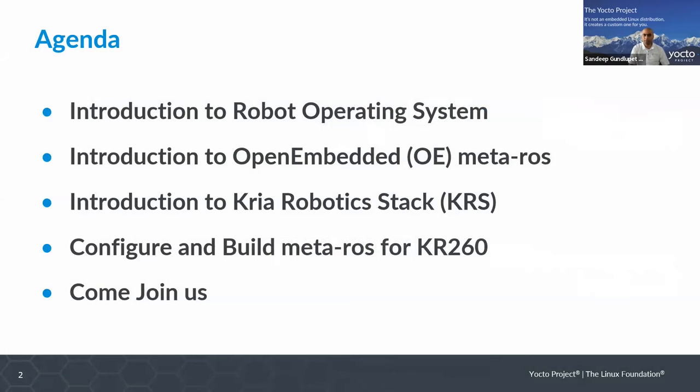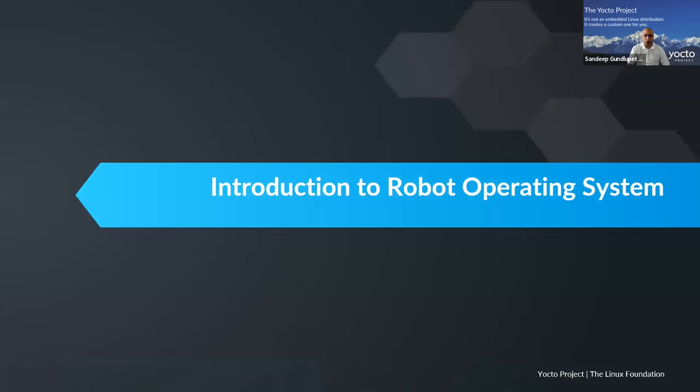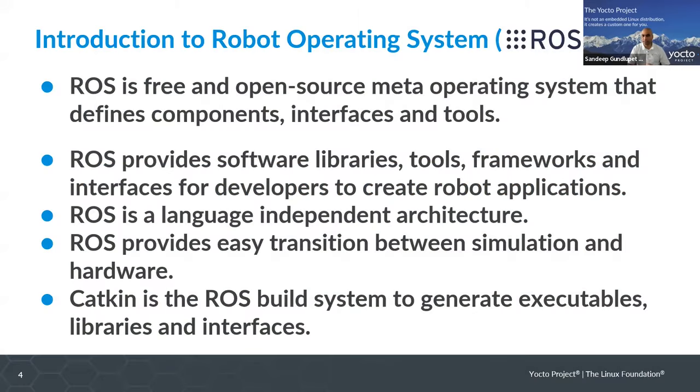Today we're going to talk a little bit about ROS, OE meta-ros, and KRS, which is the Kria Robotics Stack, and how to build and configure meta-ros for KR260. So what is ROS? ROS is a free and open source meta operating system that defines components, interfaces, and tools to build robots.